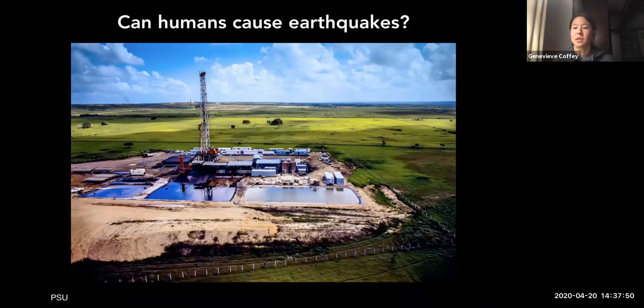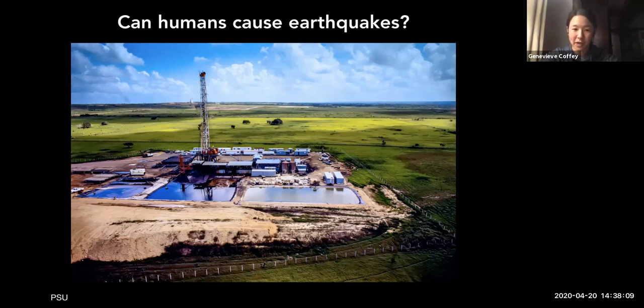Okay, and so we've talked a lot about these tectonic earthquakes, earthquakes occurring due to movement of the plates between and at plate boundaries. But we as humans can actually induce earthquakes too. And we can do this in a number of different ways. But one of the ways I wanted to talk about today is something called wastewater injection.